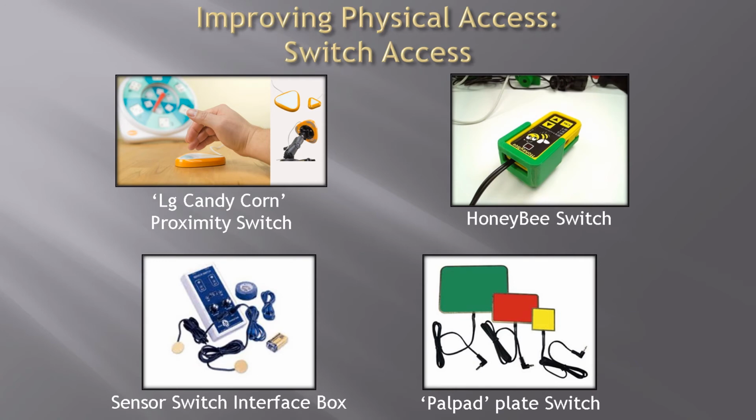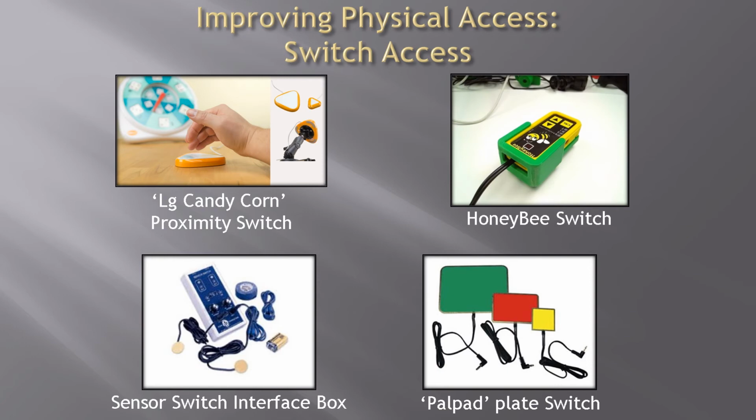These top 2 switches are called proximity switches. They are also electronic switches. You do not have to actually touch the surface to activate them, just getting close to them. The honeybee on the right will even let you adjust how far away you have to be before it activates. They also offer auditory feedback with a beep and visual feedback with sensor lights.